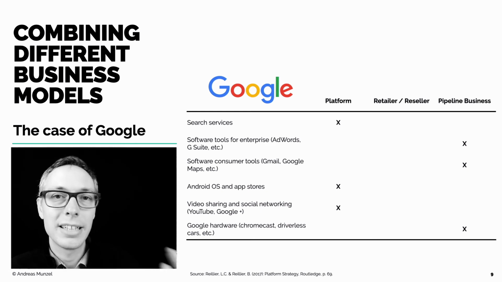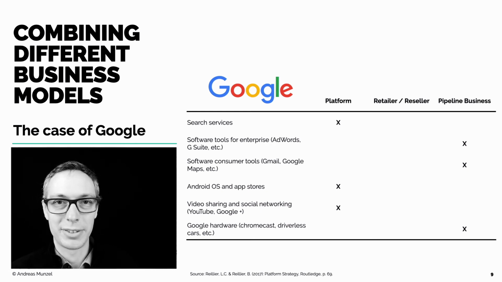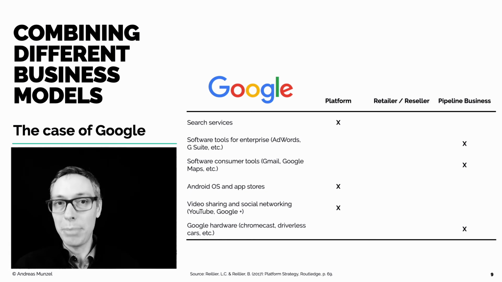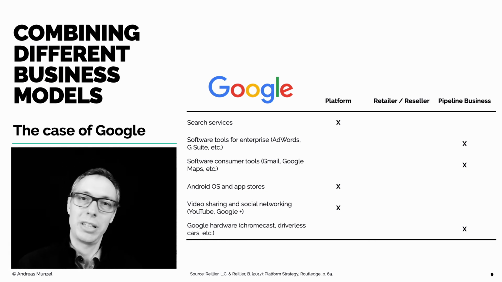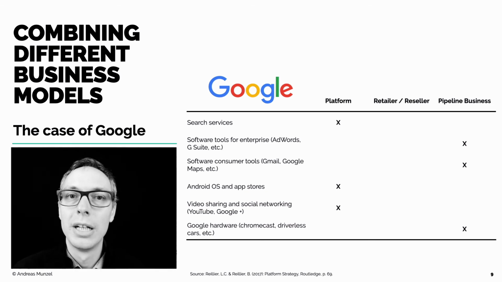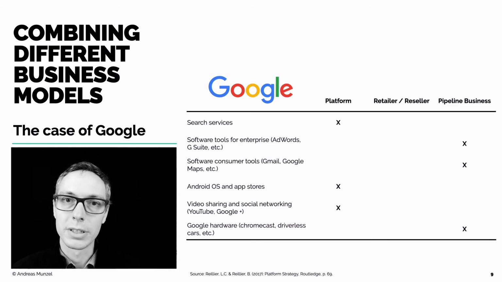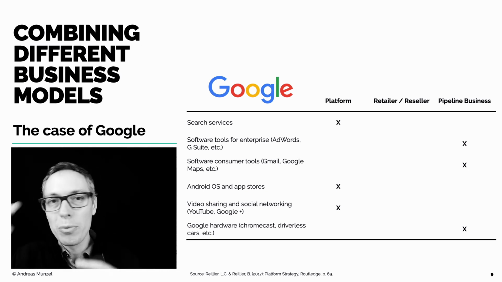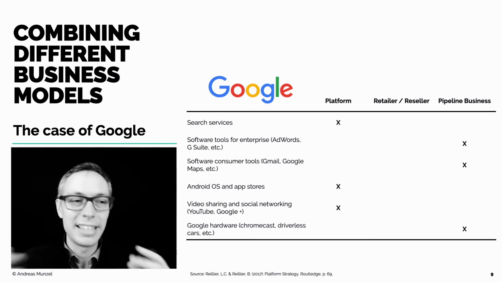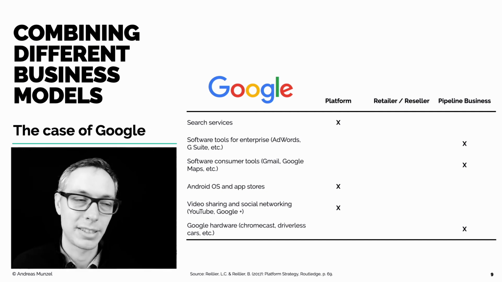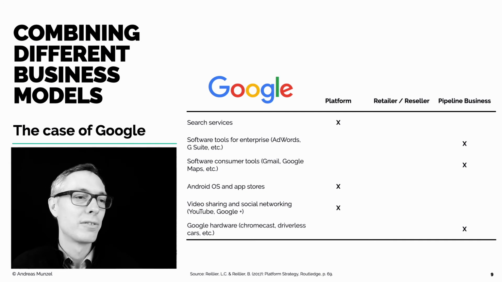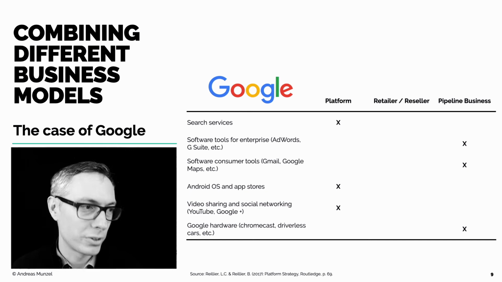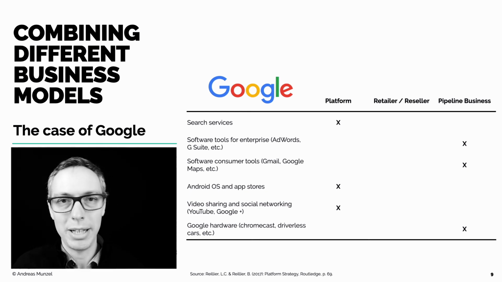But they added pipeline businesses. So they started as a platform but added pipeline to that, which means at the same time that pipeline is not something of the past and everyone has to go into platforms. No, it's both, or all three are interesting in combining. So with the software tools for enterprise like AdWords, like the G Suite, for example, it's a pipeline business. For software consumer tools like Gmail, Google Maps, it's a pipeline business.